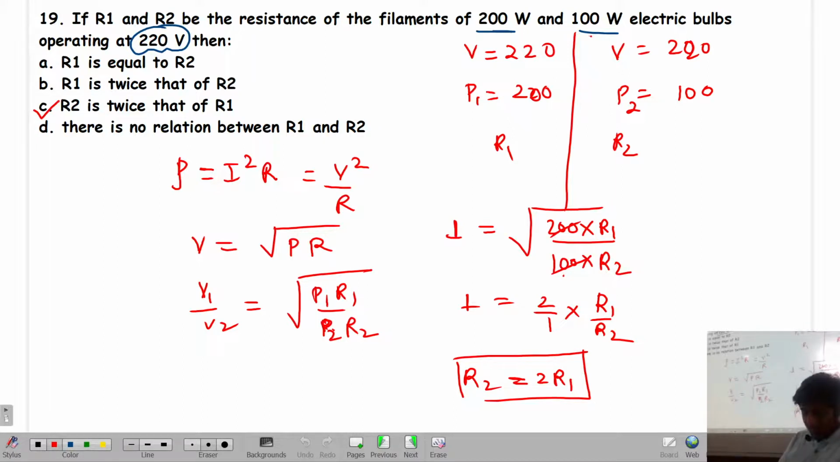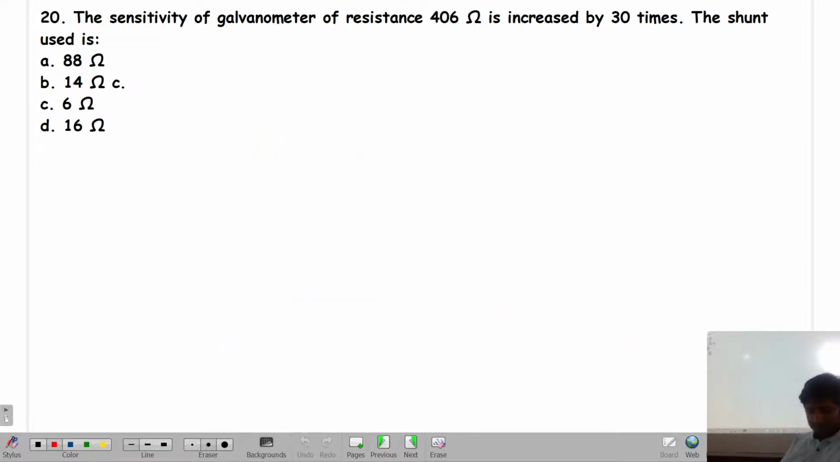Can you do this problem or not? Can you move to the next part, Chandra? Okay. The sensitivity of galvanometer, look over here. The sensitivity of a galvanometer of resistance 406 ohm is increased by 30 times. The shunt used. Are you aware of this concept?